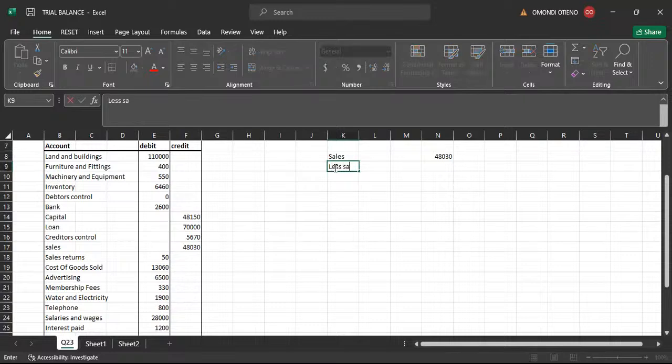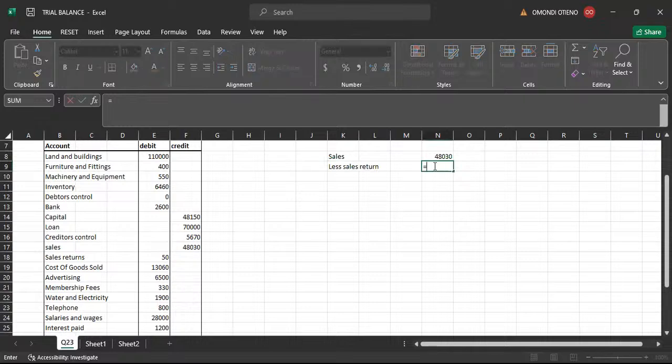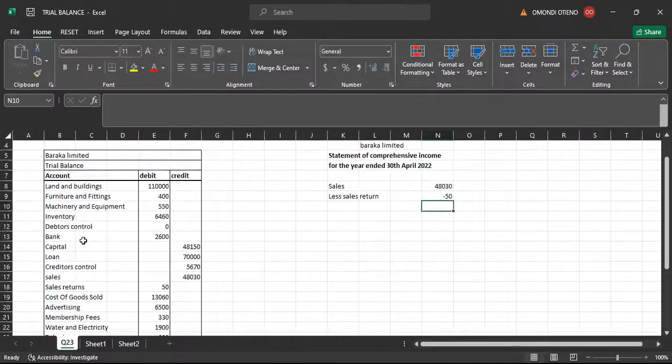Less sales return. If you look at this, we have 50, but this 50, remember, is positive. Our statement is saying that we less sales return. So what are we going to do? Indicate equal and negative, then you refer to 50. It will give you negative 50. Any other thing that will be affecting our sales, omitted item, we don't have any additional information.